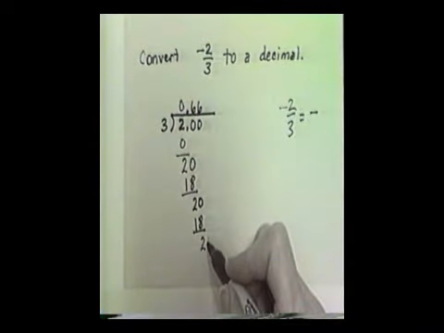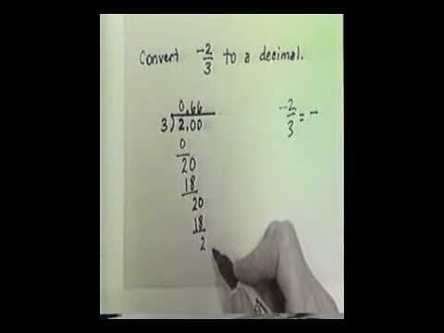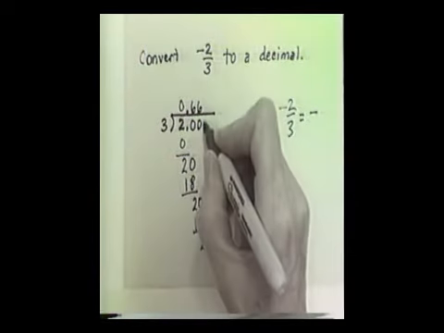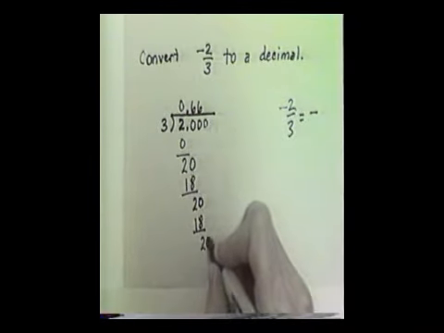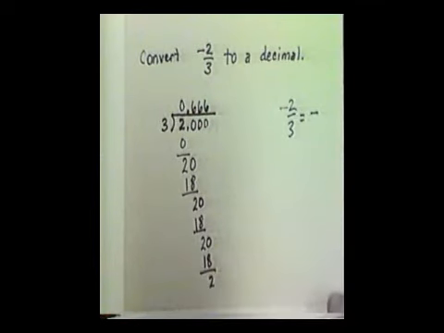Affixing the next 0 and bringing it down, we'll have 20 yet again. And so we keep dividing 3 into 20 over and over again. Let's do one more just to illustrate this. 6 times 3 is 18. Still the remainder is 2. It's going to continue the same way forever.